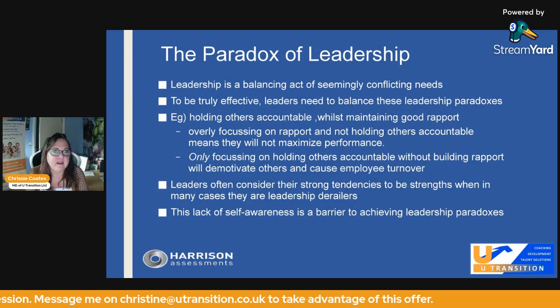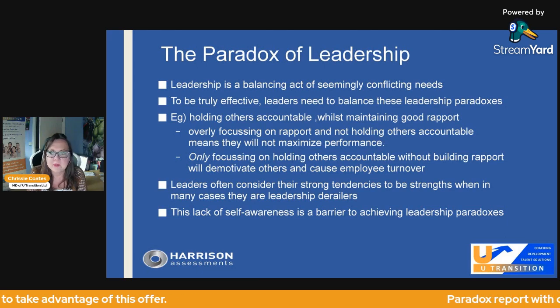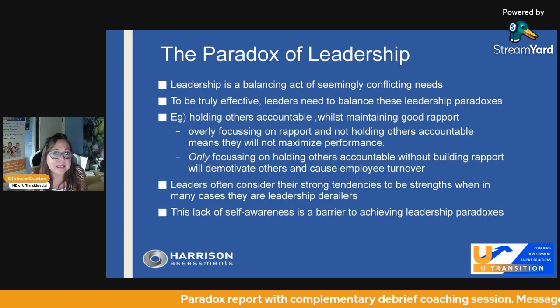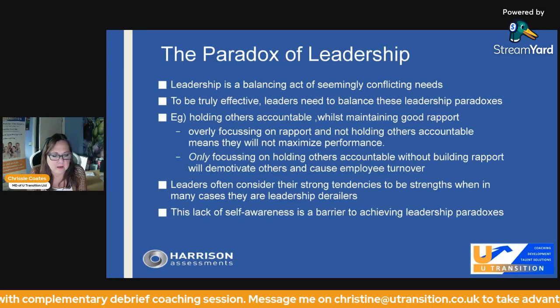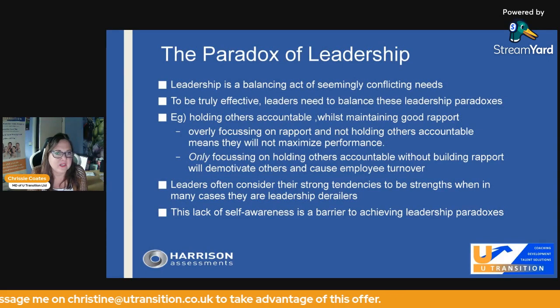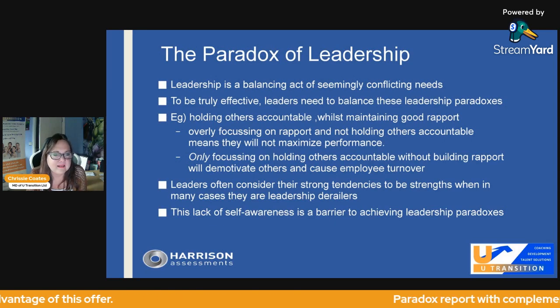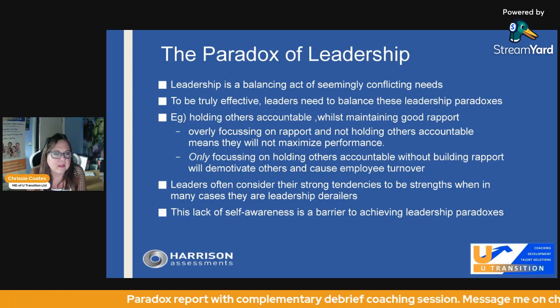Now, the other theory is paradox theory. And I'm sure if you are a leader, I know certainly when I'm leading teams and in my experience of working with leaders, leadership is a balancing act. There are constant and seemingly endless conflicting needs. So we need to be one thing whilst equally doing something else, which seems to be at odds with it. In order to be truly effective, leaders need to balance those paradoxes and do both of those seemingly opposite things well. So, for example, we need to hold other people accountable, but do it whilst maintaining great rapport.